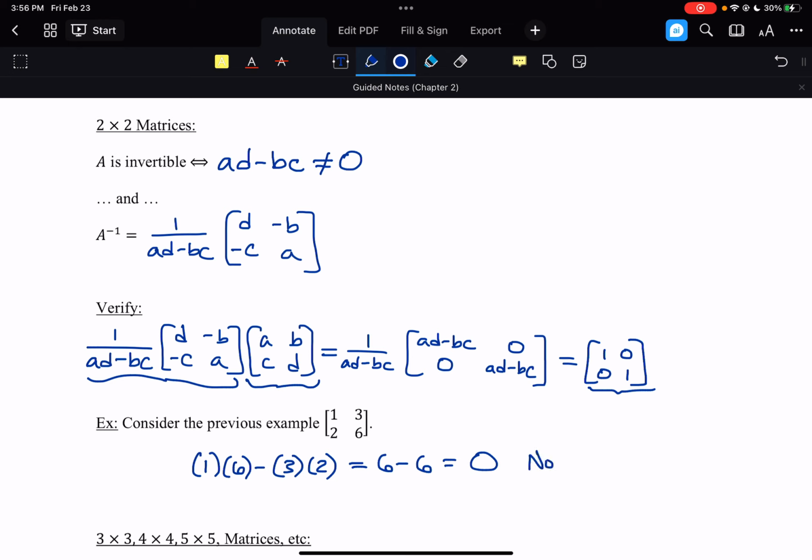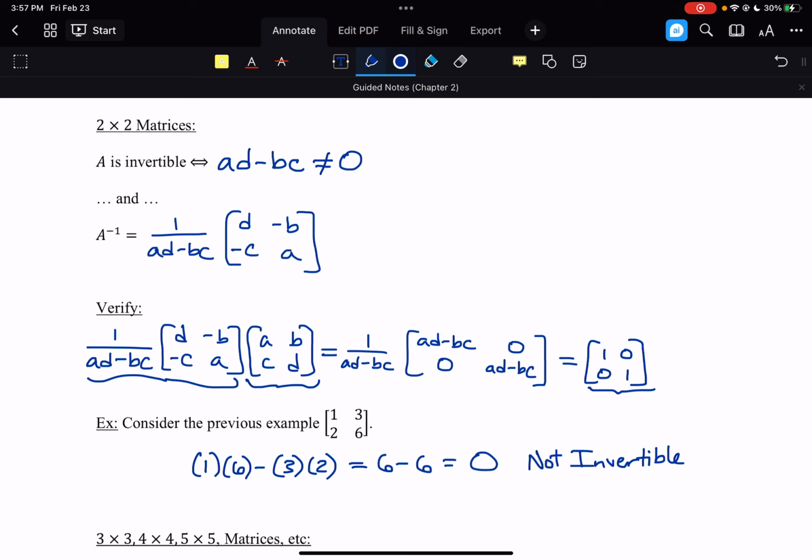Which, of course, means that it is not invertible. So this general formula does give us a nice, straightforward way to determine whether a 2 by 2 matrix is invertible, and we have a nice, concise formula to find that inverse.